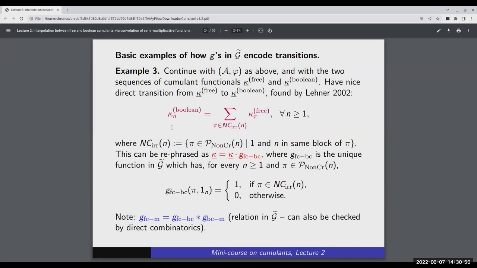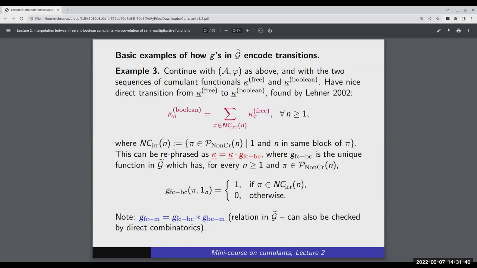He observed this nice relation. If you want to write Boolean cumulants in terms of free cumulants, then you again have a summation. Here, I think this had to stay N because there are too many indices. So, the non-crossing partitions which put 1 and N in the same block: that has to be one outer block, and it is the unique outer block of that pi. So non-crossing partitions with a unique outer block. These are the irreducible ones, and they are irreducible in a sense that I'll discuss a bit later.